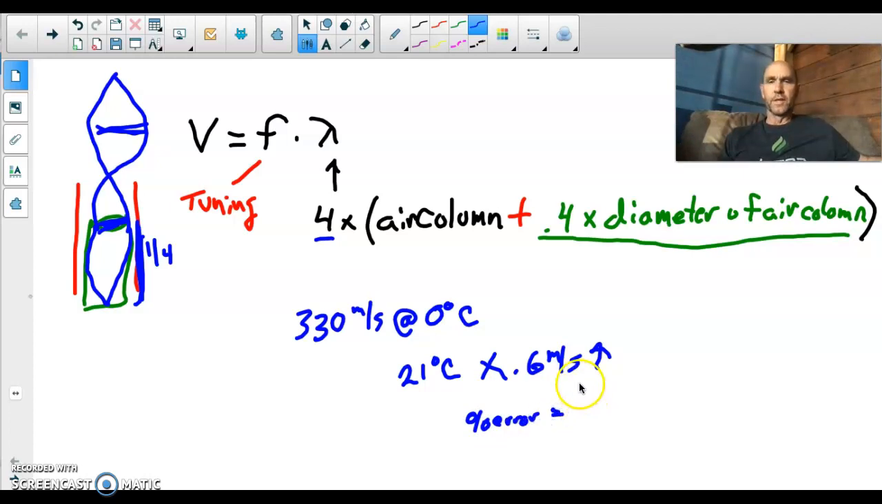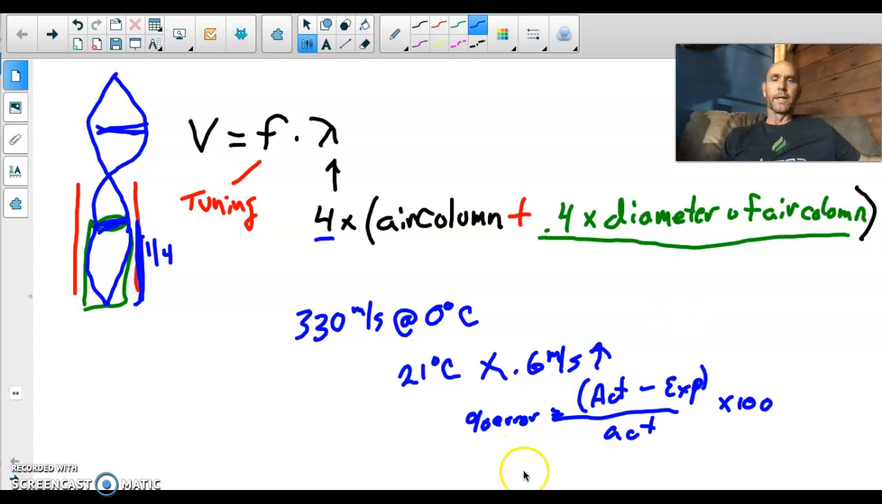And then we're going to do our percent error, which is the actual, which will be this number that we get, minus the experimental, divided by the actual, and then times 100. So you're going to do 4 of those. I do 4 tuning forks, and I give you the data for all 4, and you're going to do 4 percent error calculations. This can be a handwritten lab.